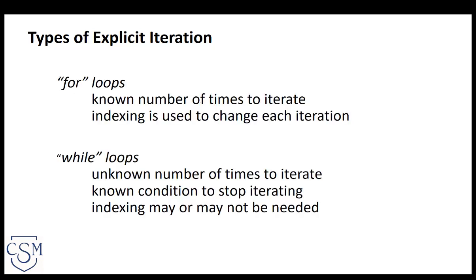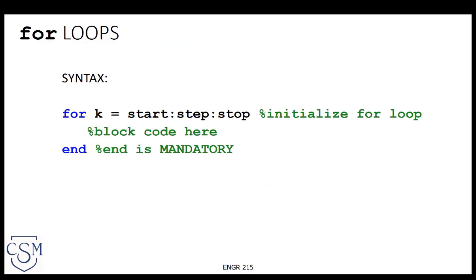There are two types of loops that MATLAB has for explicit iteration. There are for loops, where we know before we run the loop how many times the loop will be indexed, and there are while loops, where we don't know how many times we're going to go through the loop, but once some certain condition is met, we'll stop the loop. In this lecture, I'll explain both for loops and while loops. So first, let's cover for loops.